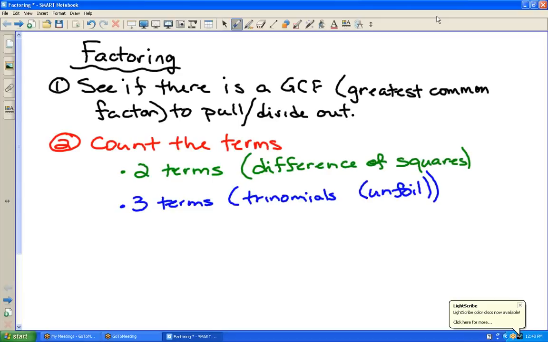And then the last type is, I'll do it right again. And this is four terms. And this is by grouping.